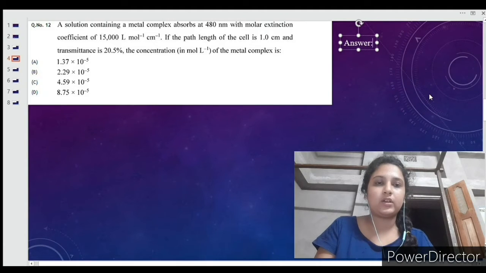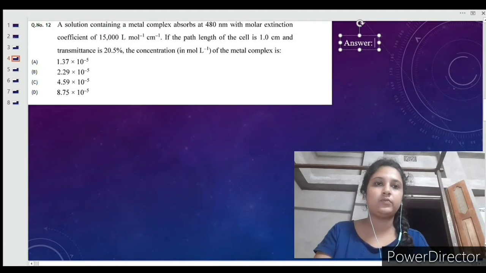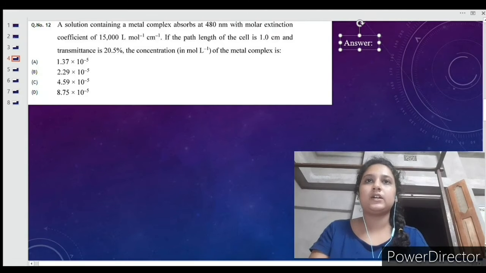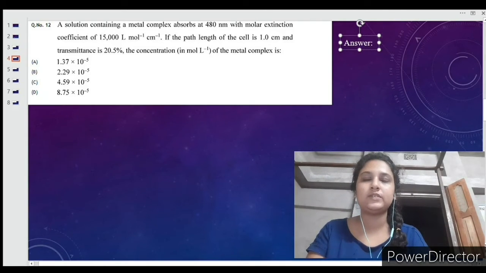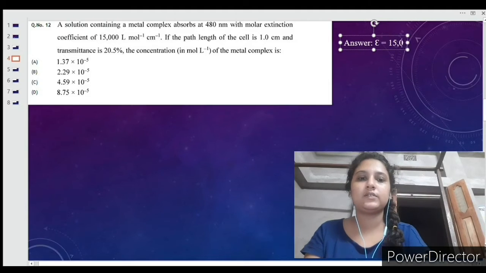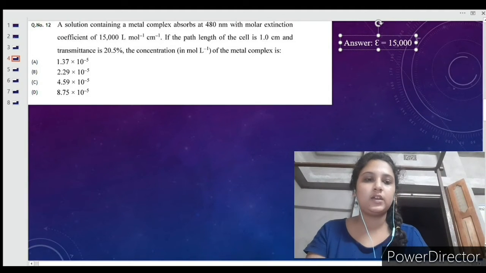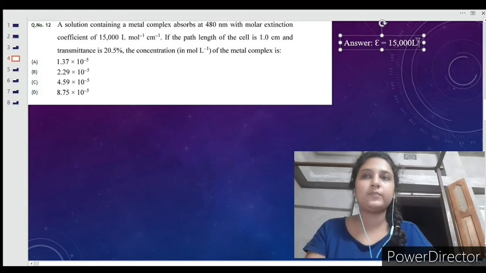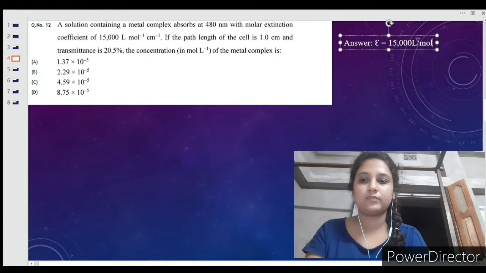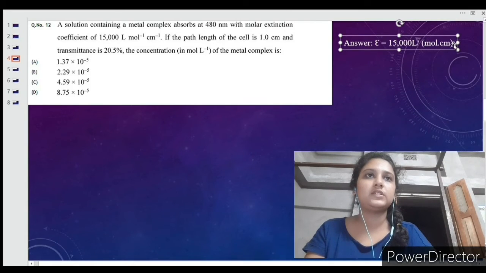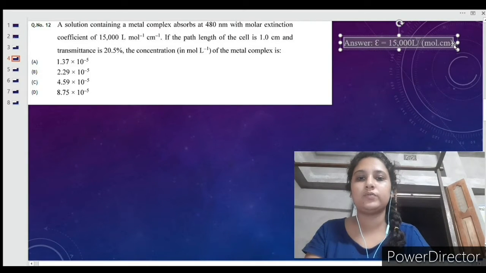So at first, write down what is given. Given is the molar extinction coefficient. So what is the value of the molar extinction coefficient? This is 15,000 liter per mole per centimeter. So this is the value of the molar extinction coefficient.